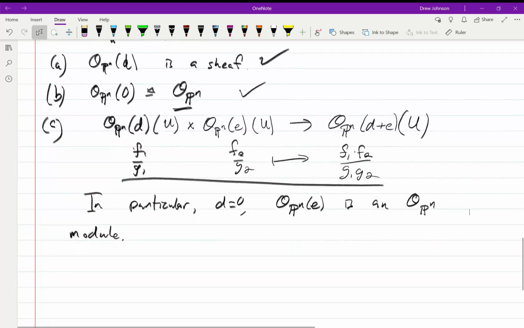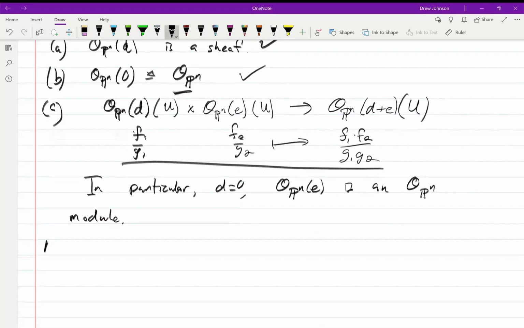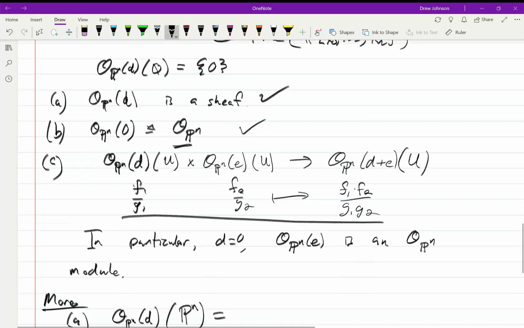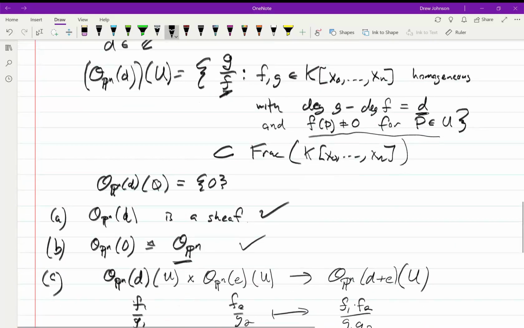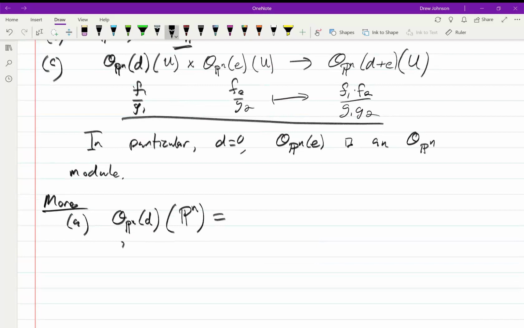All right, now we've got the basic facts about this. Let's get more facts about the Serre twisting sheaves. For part A, let's think about the global sections. If I have O_{Pn}(D) and take the sections over the whole space Pn, what's that going to be? Well, in this case, we have to have that the denominator F is not equal to 0 on all of Pn.